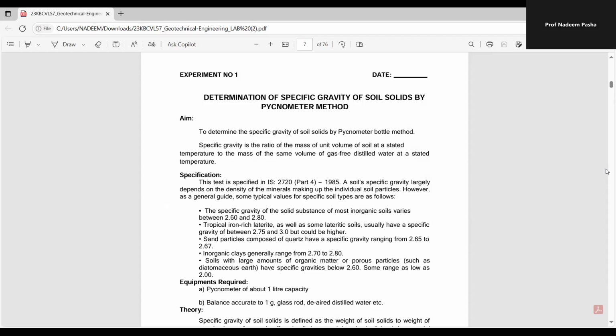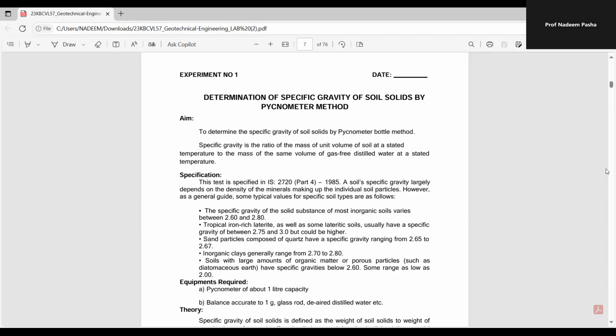So the first experiment is specific gravity by pycnometer method. The aim is to determine the specific gravity of soil solids by pycnometer bottle method. Specific gravity is the ratio of mass of unit volume of solid at a stated temperature to the mass of same volume of gas-free distilled water at a stated temperature.